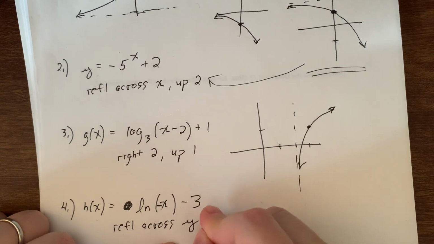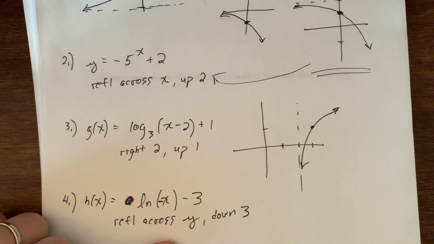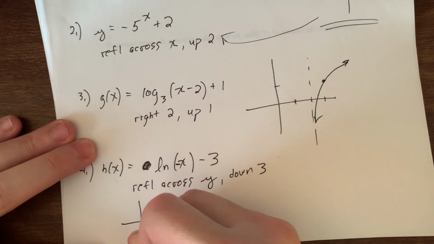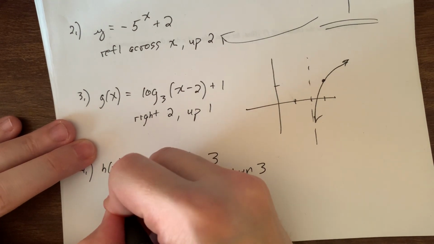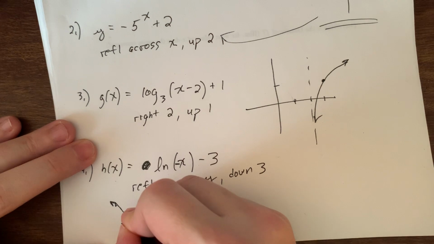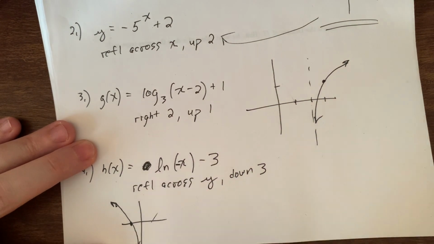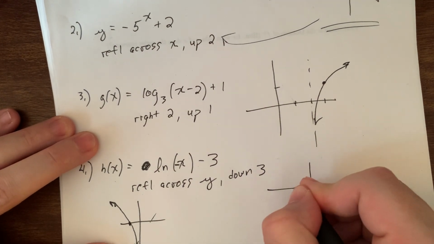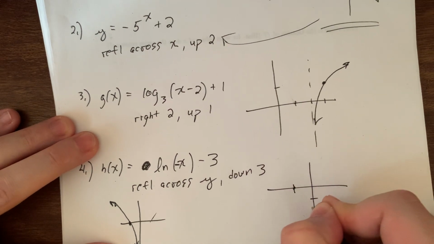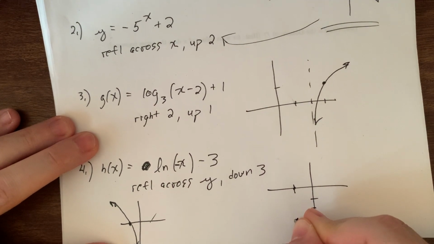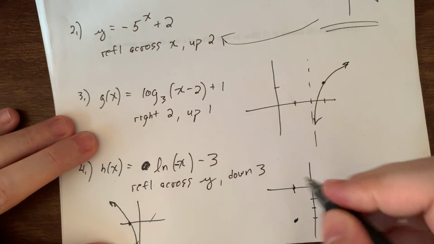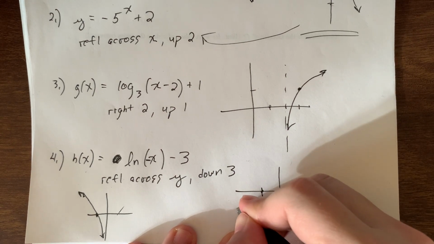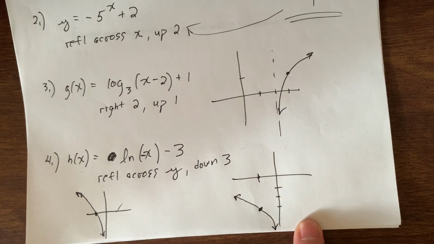And then the minus 3 on the outside, down 3. Do your reflection first. Used to be this, becomes this. And this point used to be (1, 0), so now it's (negative 1, 0). But now everything goes down 3. So my key point was here. Now it's down 3. This was the vertical asymptote. Just shifting that down 3 doesn't move it, so it stays right here. And there is my final graph.